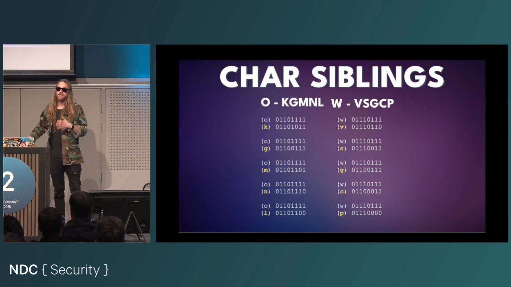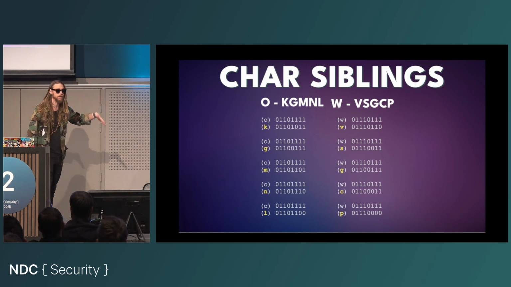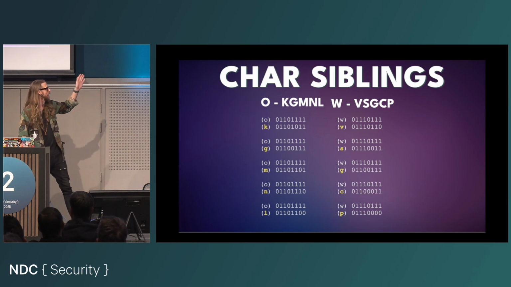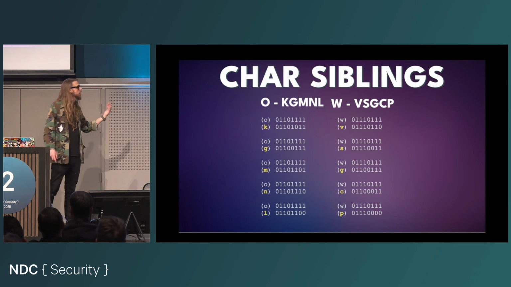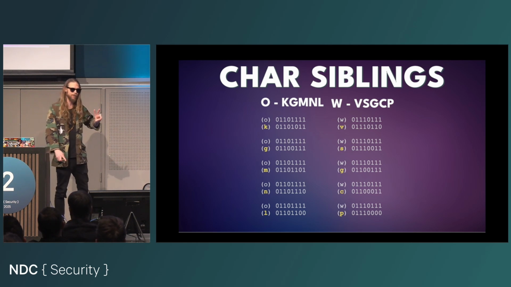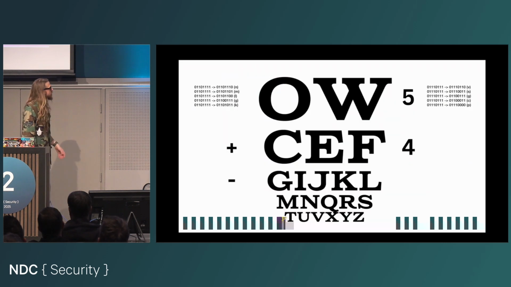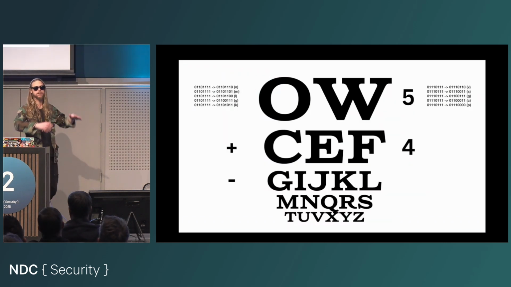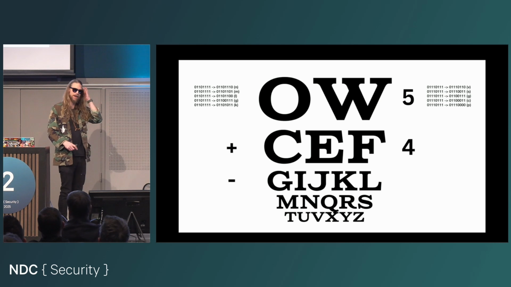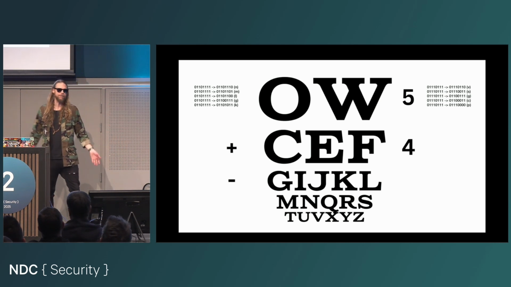Because one character, O, for instance, can turn into K, G, M, N, and L, and W can turn into V, S, G, C, P. And these are just the two characters that we're focusing on right now, the ones that have the most ones. But there's not just one or two of those. There's a shitload of other characters that have this kind of setup. But O and W are the ones that we're going to focus on today.